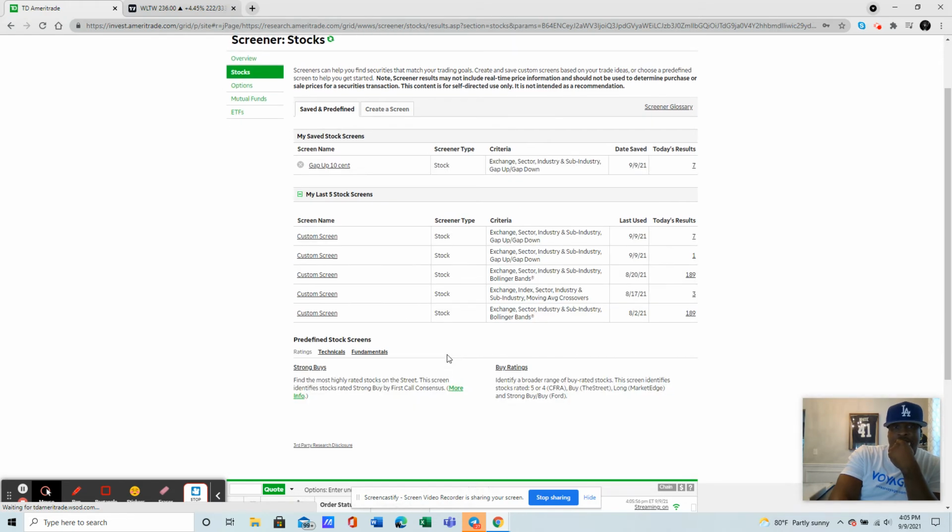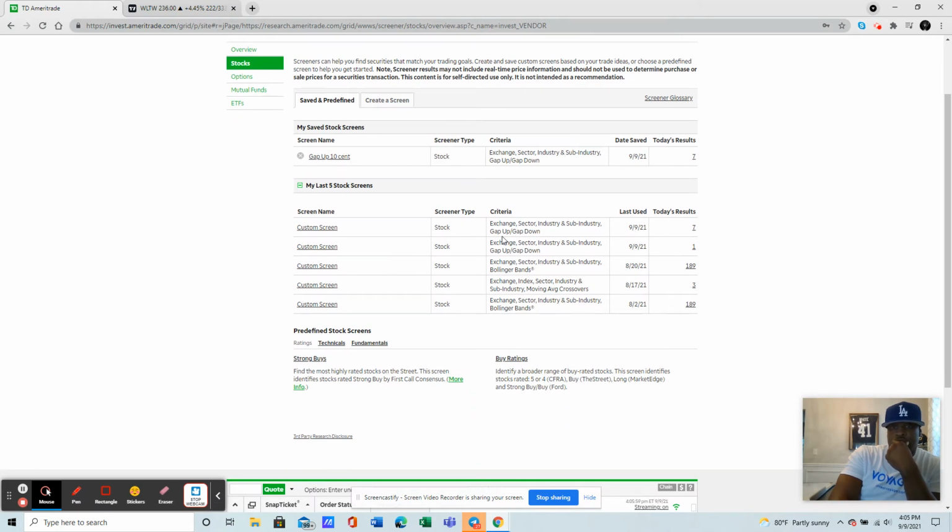I'm gonna go back to my screen list. Okay, so you see this right here. It'll say the last time it was used was today. Today's result 7. Here I created this one on 8/20/21, the Bollinger Bands one. Today's result 189 stocks from the bottom went out the bottom of the Bollinger Band, and normally we try to use those to trade it back inside the Bollinger Bands.